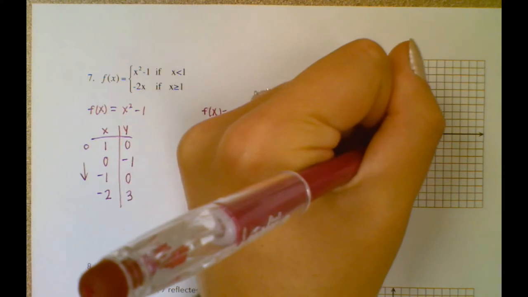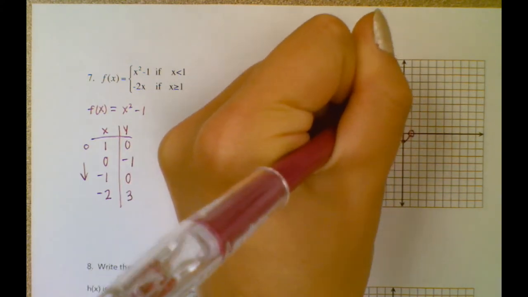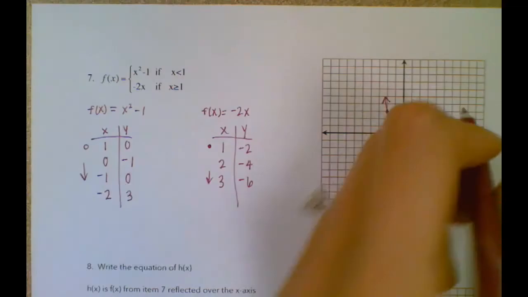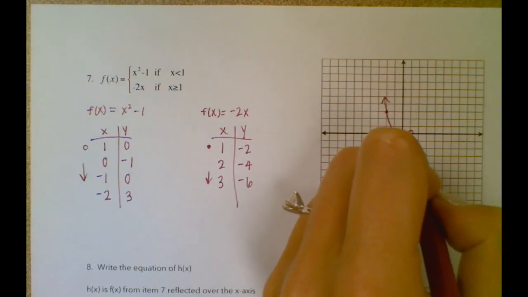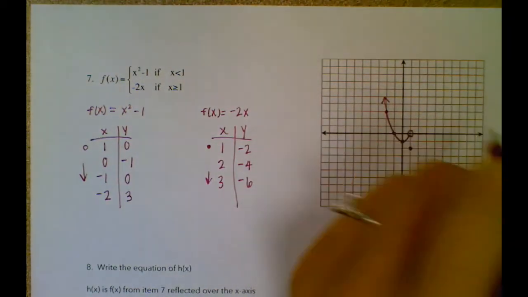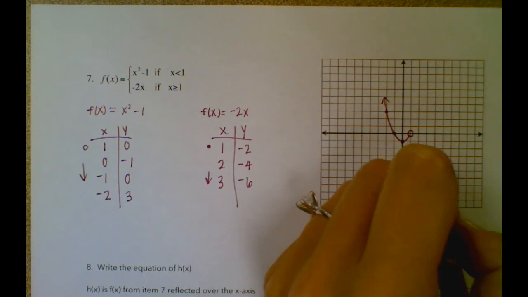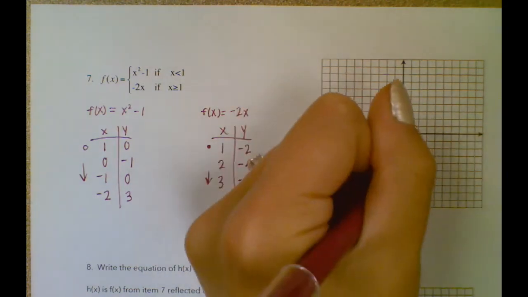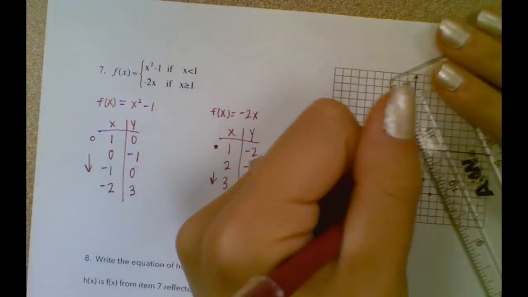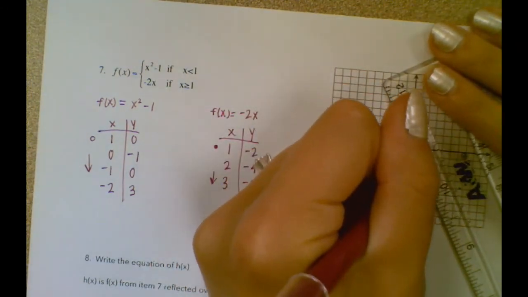Get a little bit of a better picture. We want to have nice, pretty pictures. All right, and then at 1, -2, we are going to have a closed circle. 2, 1, 2, 3, 4. And that's going to go off into a straight line because it's linear.